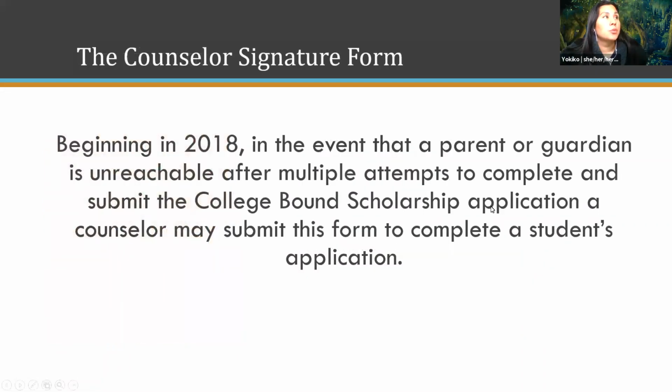So the counselor signature form started in 2018. In the event that you have a student who is a College Bound eligible student and you have their application, and after multiple attempts of trying to contact that parent, caregiver, or guardian, you've been unable to do so, in those instances where that parent is unreachable, this signature form allows a counselor or somebody who does the College Bound application processing at that school the ability to help that student complete the College Bound application by completing this form. Essentially, it's just ensuring our students who we know are eligible for this scholarship aren't missing out on a critical opportunity, and then creating a process.